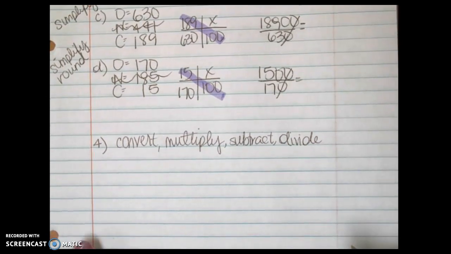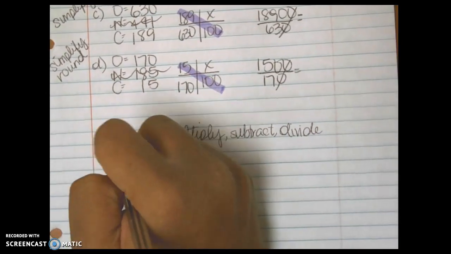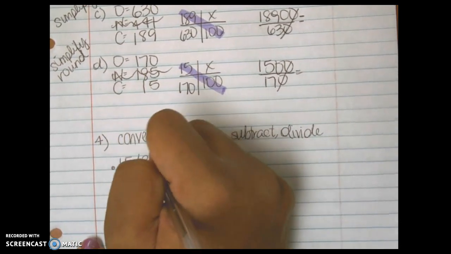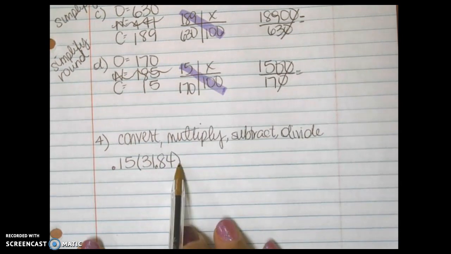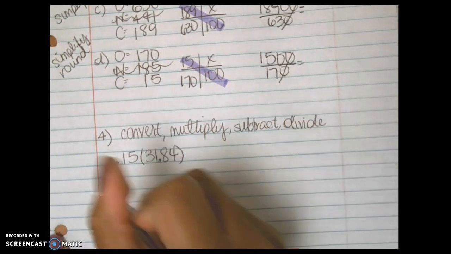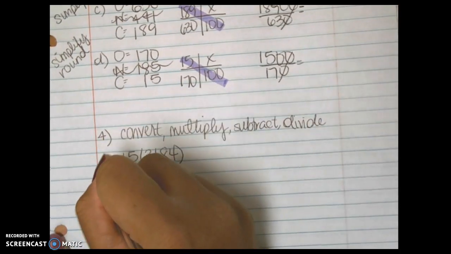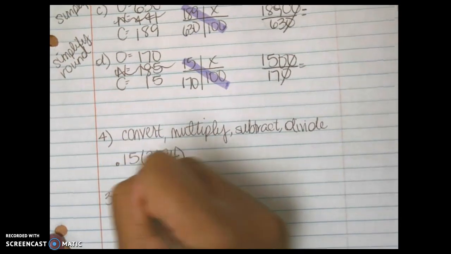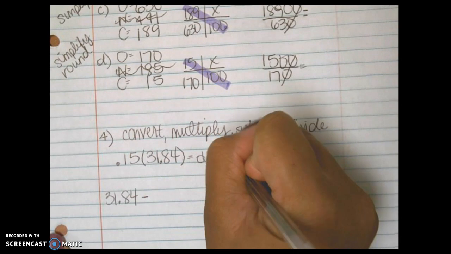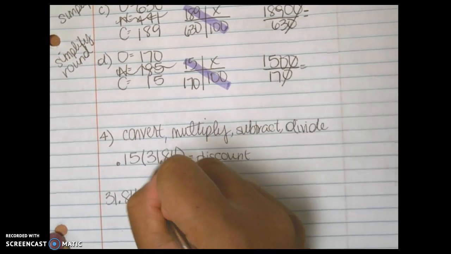Okay, I'm back. So, 0.15 times 31.84. There'll be 4 decimals there when you multiply, so you need to make sure to move the decimal 1, 2, 3, 4 times. Then you'll say 31.84. This will be your discount because you're taking money off.